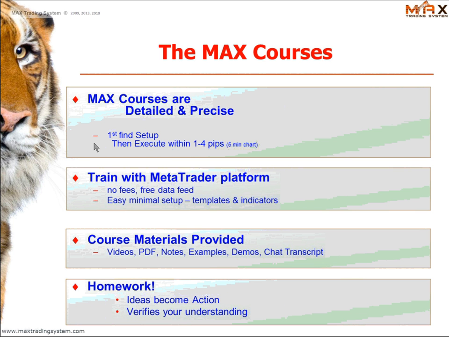Just to round up on the courses, they're very detailed and precise. We find the setups. We've got a whole pile of rules for those, and the setup, like I said, is the pattern, but it's also based on the global information that's going on around you. Like, you wouldn't want to enter into a trade right before London Open, because lots of crazy stuff can happen at the London Open. So you've got to be really careful there. Once we've found our setup, like an entry or an exit, then we execute within 1 to 4 pips on a 5-minute chart. And we scale that up and down depending on what time frame you want to trade.